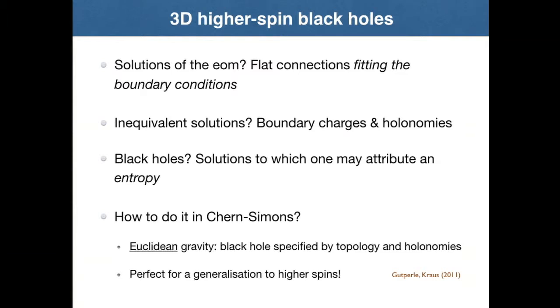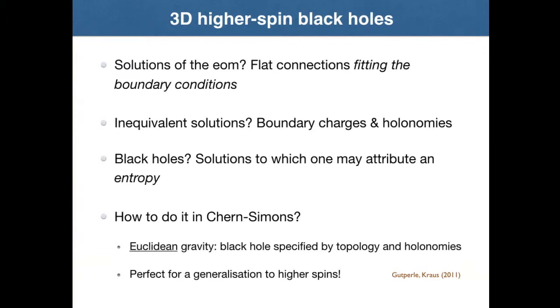And in Euclidean gravity, a black hole is just a solution which has the topology of a torus with a contractible time circle. So essentially you can identify a black hole as being a solution whose base manifold in Chern-Simons has this particular topology and whose holonomy around the time circle is trivial, up to certain specifications that appeared recently in the literature, but I won't enter into these details.